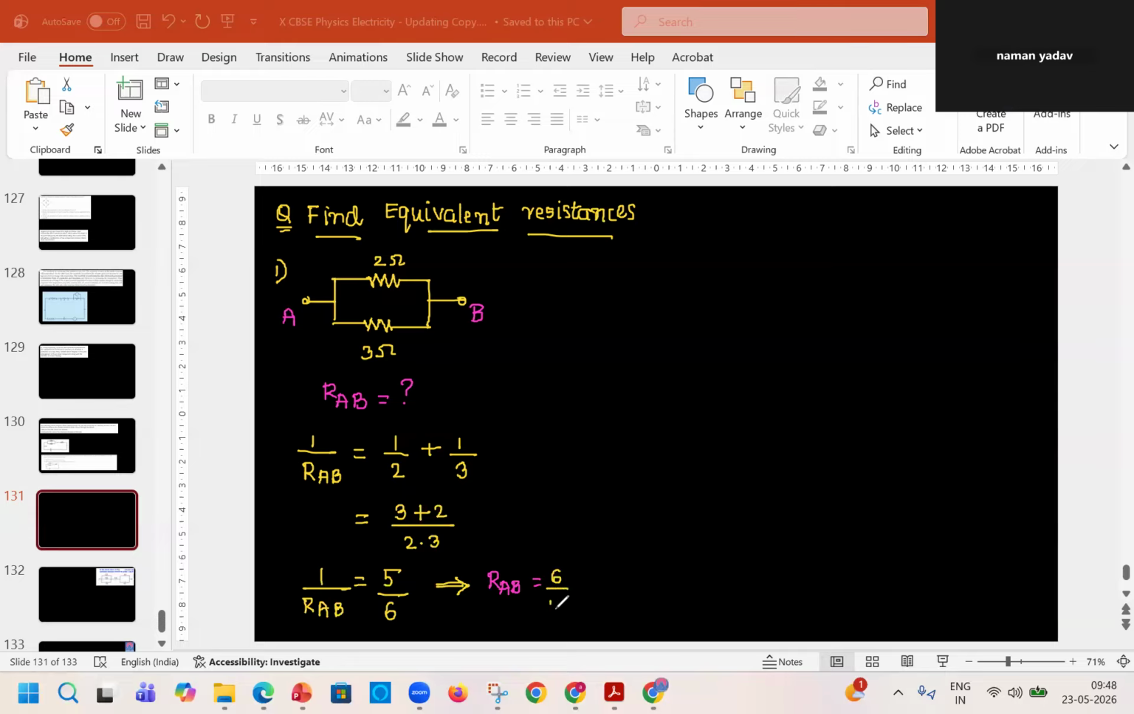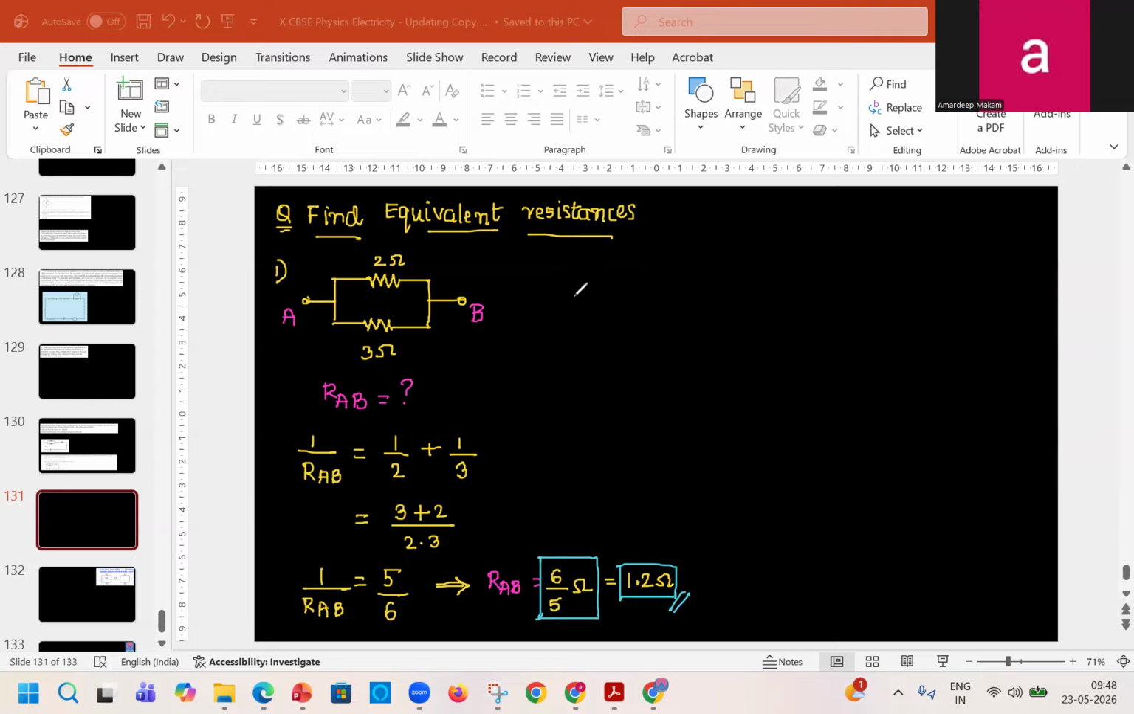Ohm. So either you call it 6 by 5 ohm, and 6 by 5 is nothing but, how much is it? 1.2. Do you agree? 6 upon 5 is 1.2 ohm. Sure about that? Okay. So then you have to put it in a block. The answer you should always block it, right? Either you keep this in fraction, proper fraction, or you can convert into decimal.